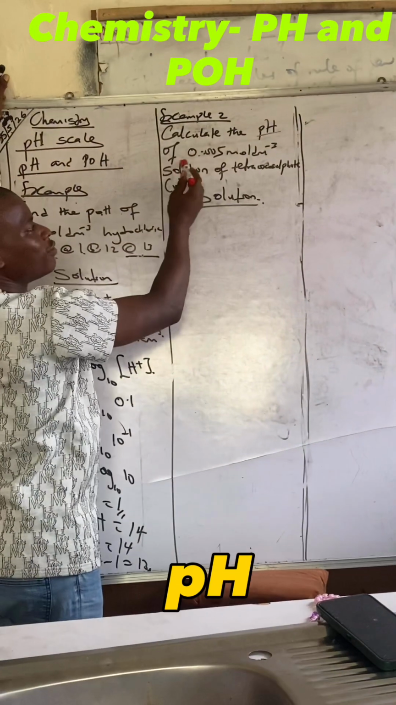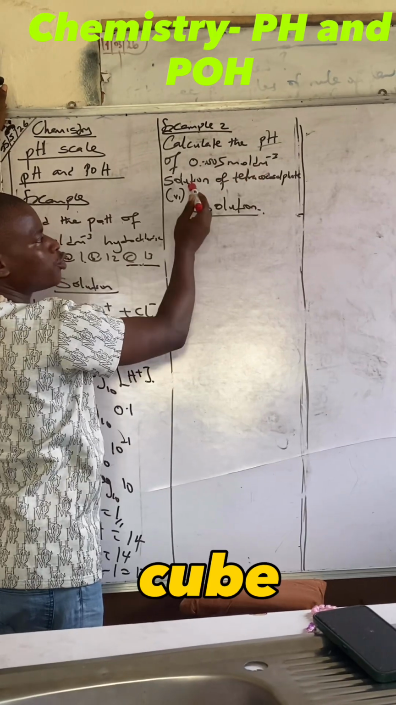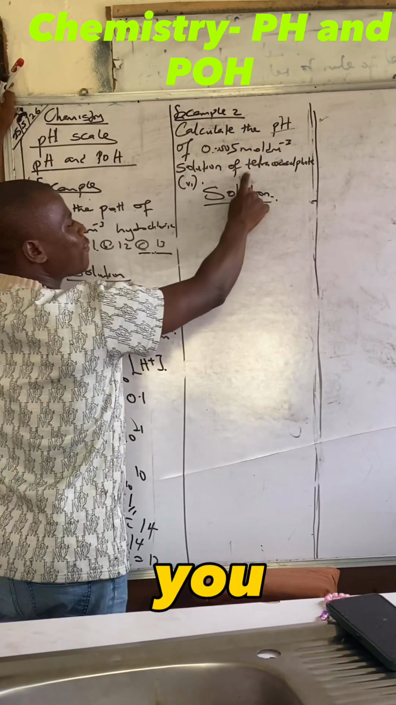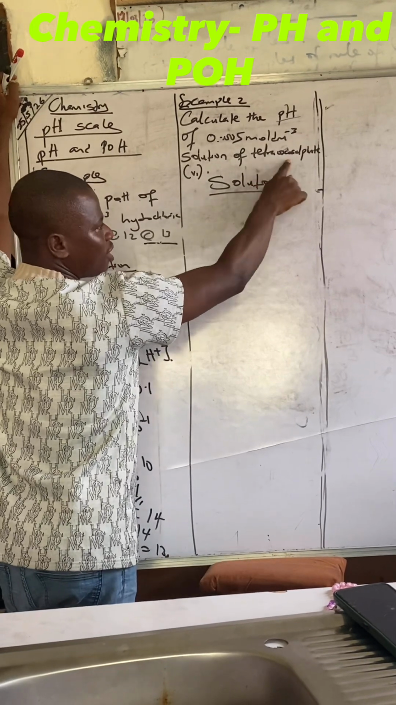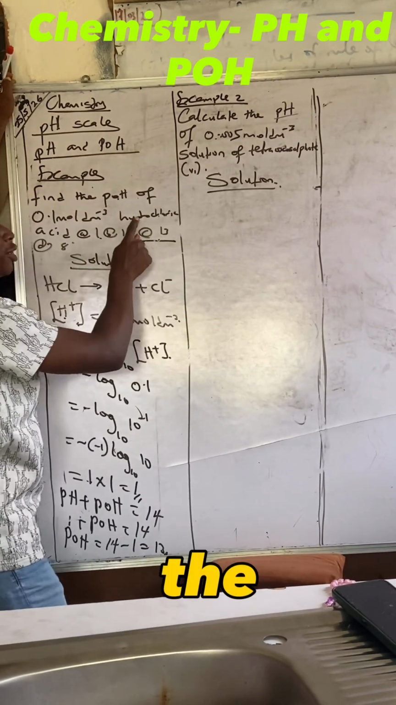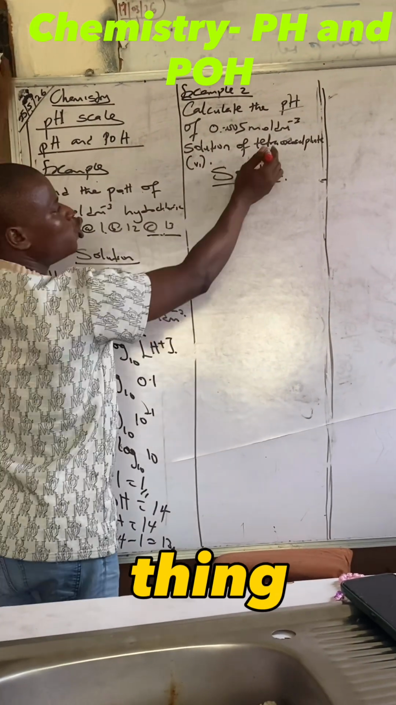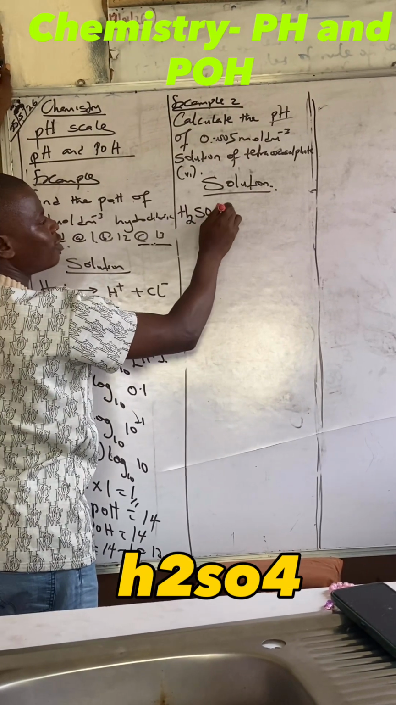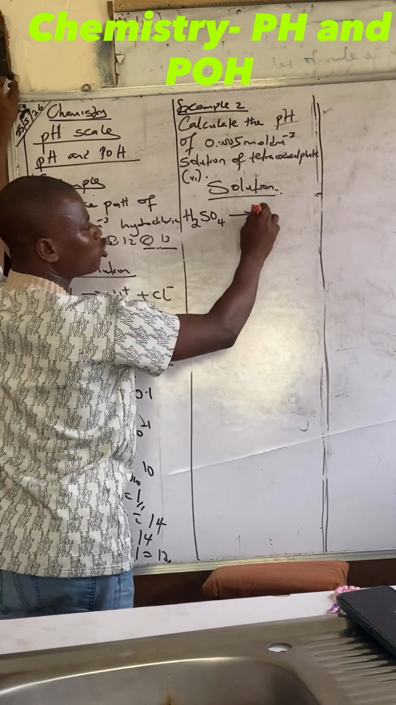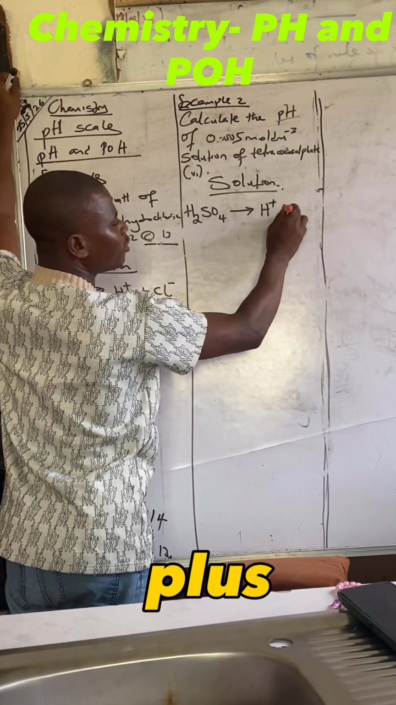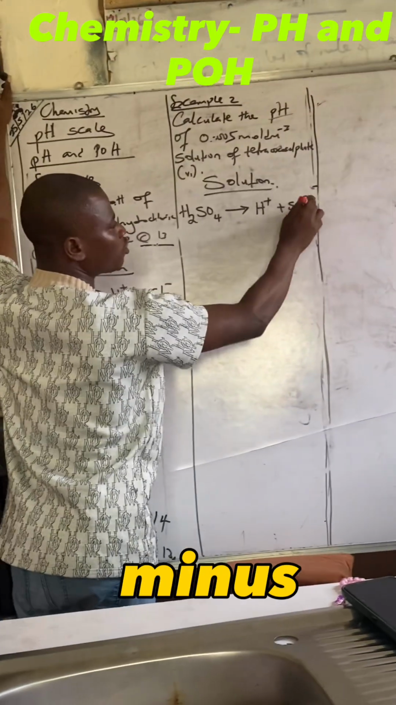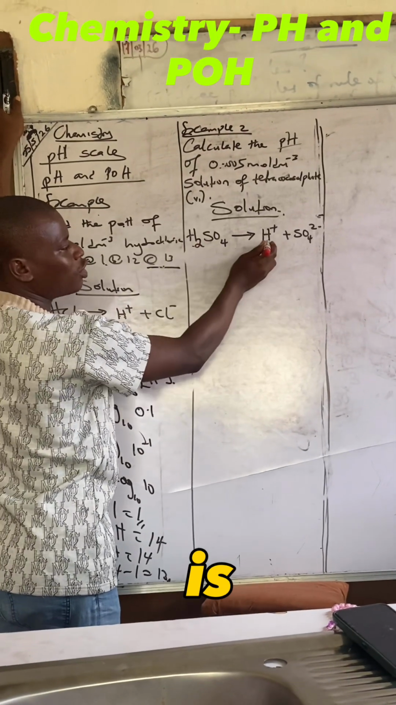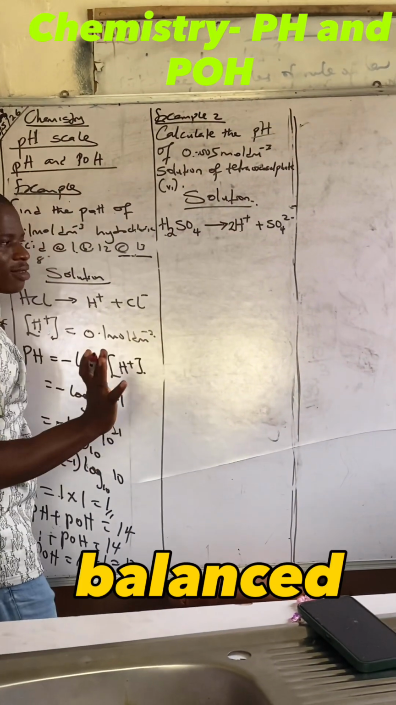Calculate the pH of 0.05 mole per dm cube solution of tetraoxosulfate(VI) acid. I told you, you are only after this acid here. The same thing as hydrochloric acid, that is the first thing to do. That is H2SO4. Split this. You are going to have 2H+ and SO4 2-. One should have plus, the other should have minus. Hydrogen is 2 on one side and 1 on the other, so just put 2 here. It's balanced.